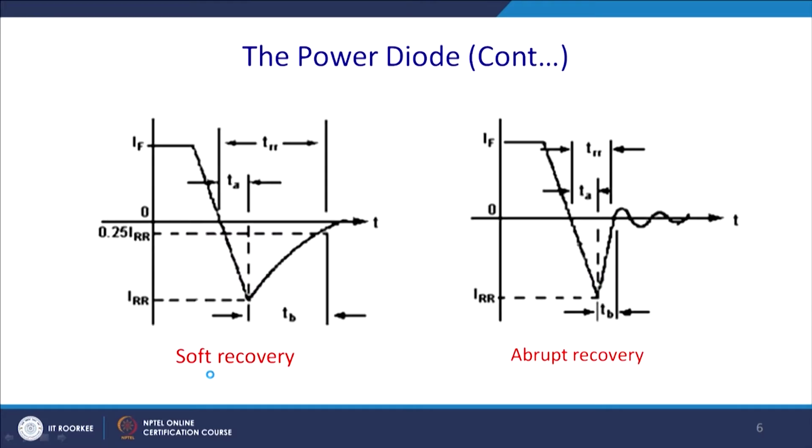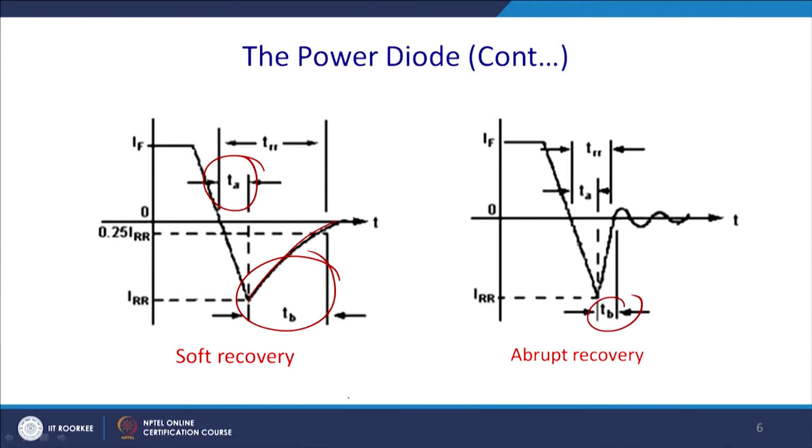So, this much is TA and this much is TB, and if the recovery is this kind of shape and takes a considerable amount of time, then we call it a soft recovery. The stress across this diode is less, and the diode will have less conduction loss also. But you will have a higher value of TRR.